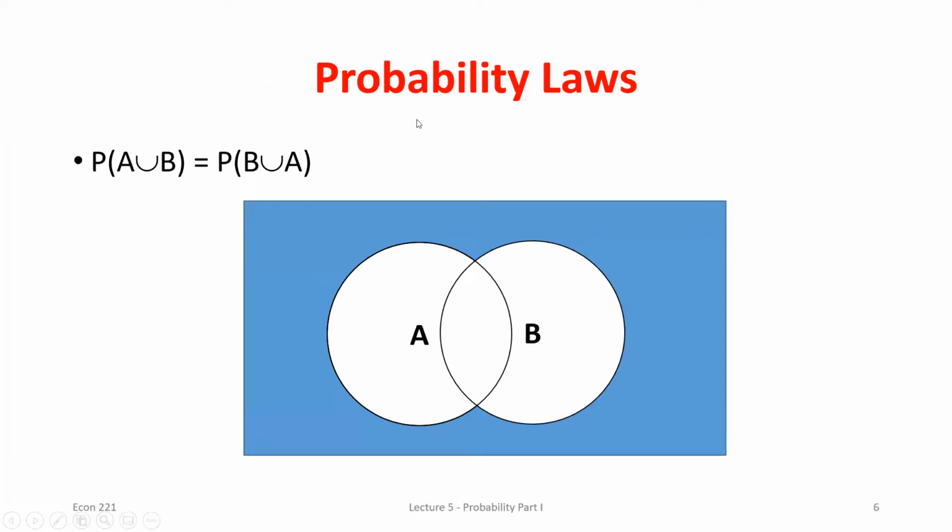So one of the laws that we have in probability is that it doesn't matter if I'm saying the probability of A or B, that's the same as the probability of B or A, right? If I say, what's the probability somebody has, I don't know, brown eyes and is over 6 feet tall, that's the same as what's the probability someone's over 6 feet tall and has brown eyes, right? It doesn't matter the order in which I say that, right? So order doesn't really matter when we're talking about the union.